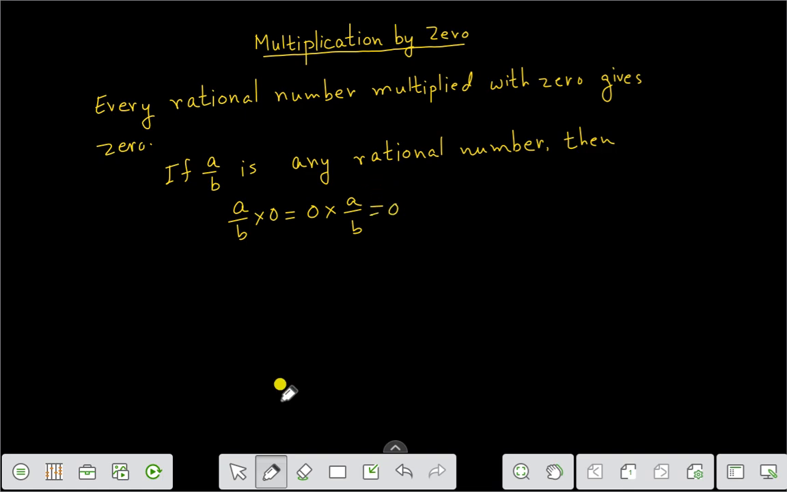Right? For example, suppose I take a rational number 5 by 6, we multiply it with 0, we will get 0. If we take any other rational number, suppose 1 by 3 into 0 is equal to 0. Right?